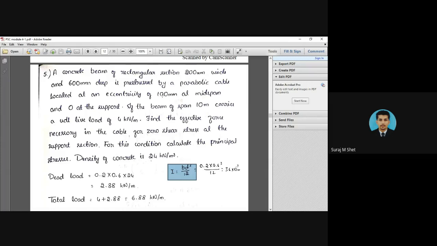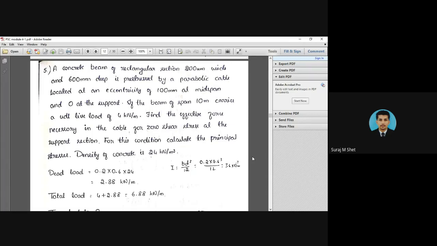So remember, if it is a parabolic cable, while calculating the stress, you have to include the angle. Theta will be formed, so you have to keep this in mind. The cable is located at an eccentricity of 100 mm at the midspan and 0 at the support. So this is a parabolic cable having an eccentricity 0 at the support and 100 mm at the midspan. The beam span is given as 10 meter and UDL of 4 kilonewton.